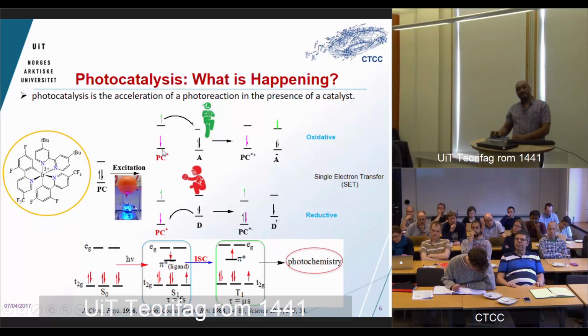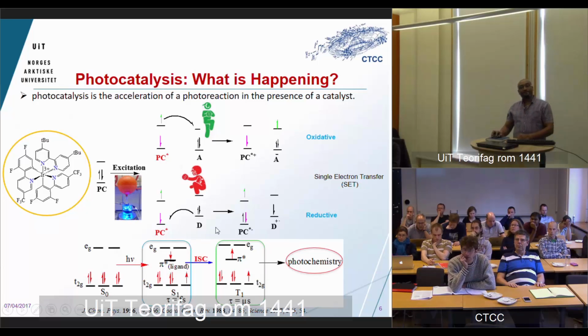And this excited iridium complex, or the photocatalyst, has two options, or two fates. The first one is it can give its electron to an electron acceptor like this one, and it forms these two kinds of species, both singlet. The other one is it can also accept an electron from an electron donor, and it again forms this kind of state. This one we call the oxidative step, and this one we call the reductive step.